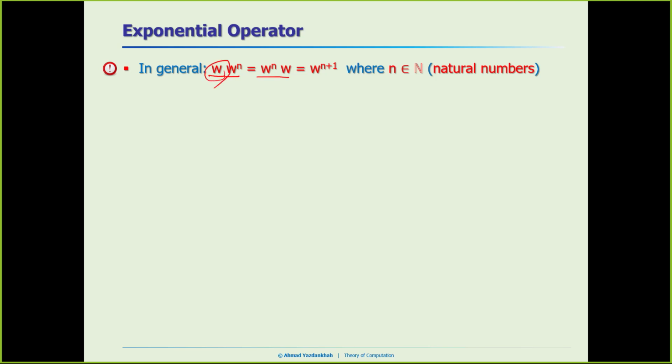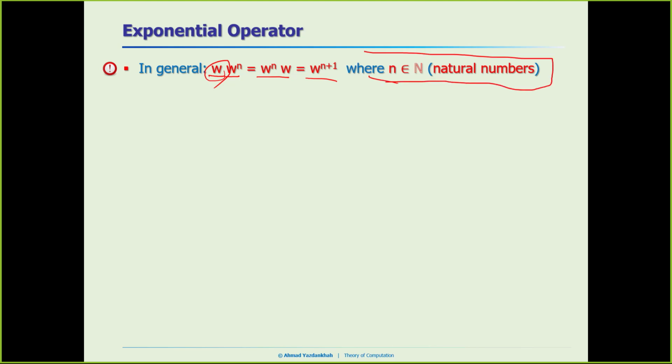And in general, we would say if we concatenate W to W to the N from left or right, because they are equivalent, the same W, we will get W to the N plus 1. And N is a natural number as usual.